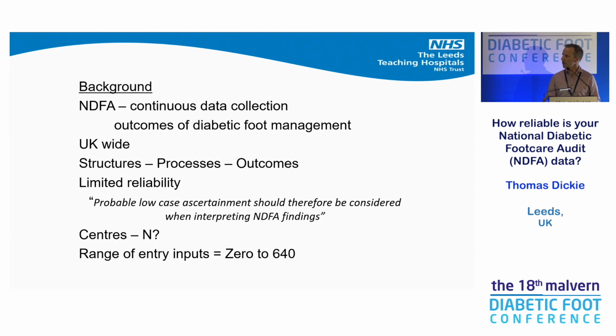This audit, for those of you who don't know, I'm sure you do, is UK-wide. It looks at structures, processes and outcomes. In my opinion, but taken from the author, Professor William Jeffcoat, there's low ascertainment possibly, and therefore we should consider the findings with caution. When we did this audit in 2016-17, there were 180 centres that were supposed to be inputting data, ranging from 0 to 640 entries. We were third in that table, and we thought, oh, it's a table, we need to do better. Humber was at the top at that point, so well done, Humber. But then we thought, well, why aren't we better? And we looked at that in more detail.